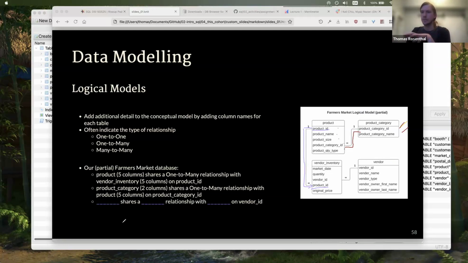All right, here I've left the last one blank. Somebody type in chat here. Blank shares a blank relationship with blank on vendor inventory. So write out the 3 blanks. It's not product, I misspoke there. So table 1 shares a type of relationship with table 2. What are the 3 blanks there?